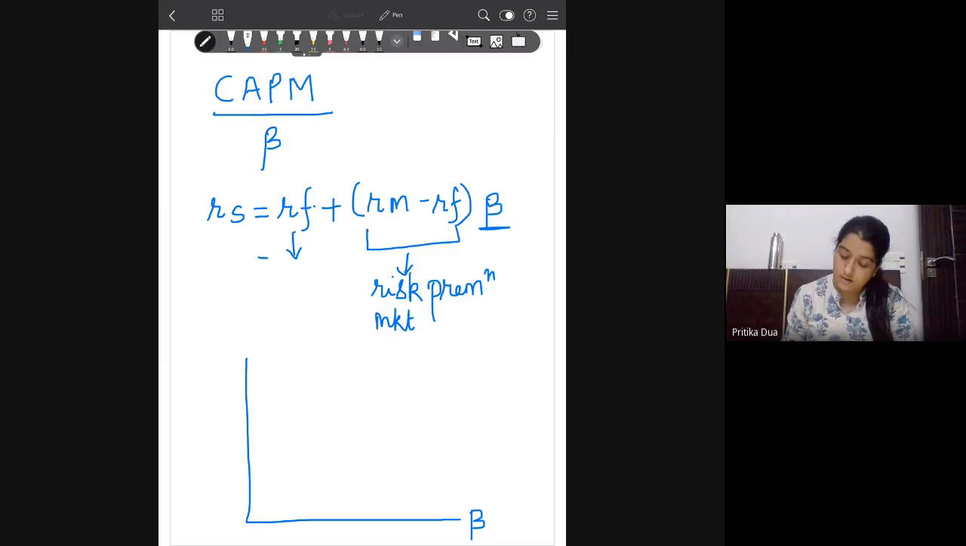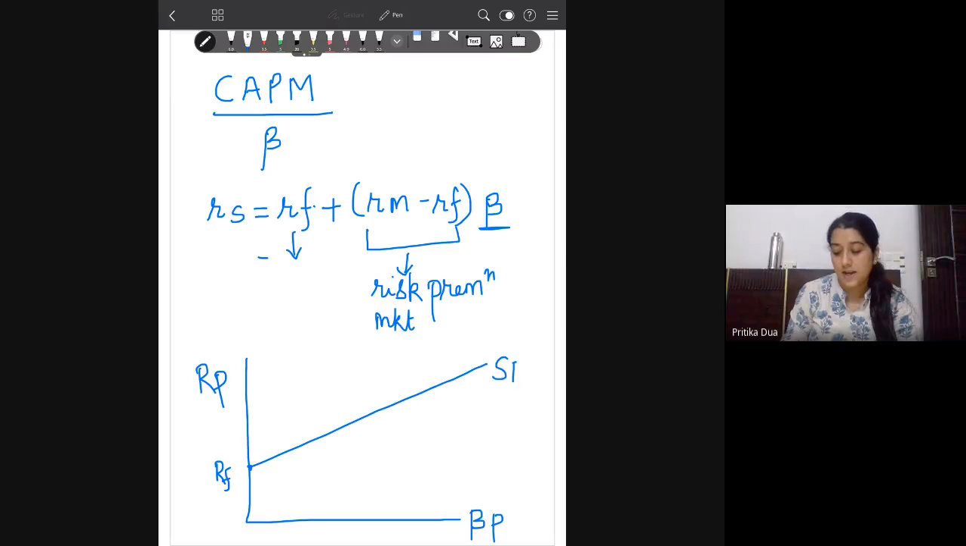And then it says that when we are checking whether the securities are efficiently priced or not, on the x-axis we take the beta of the security, on the y-axis we take the return, and somewhere here we have RF. This is your security market line. All the securities on this line are efficiently priced.